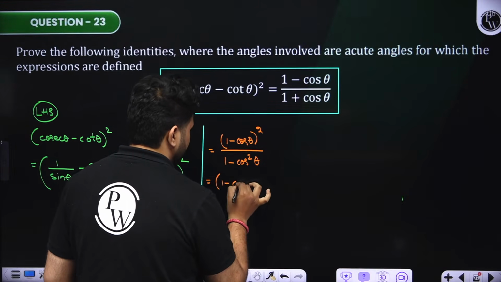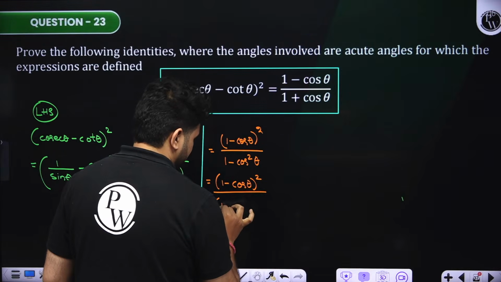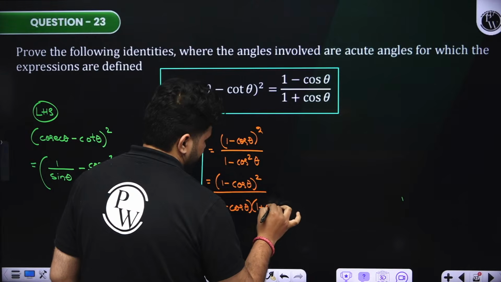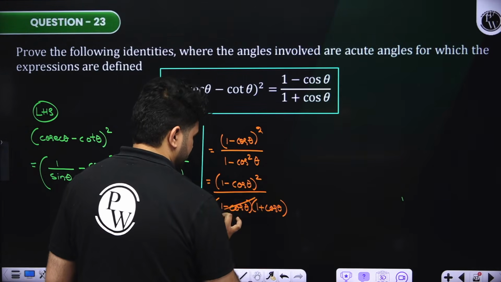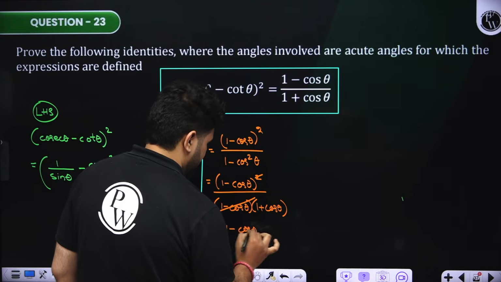So we have 1 minus cos theta whole square. So 1 minus cos square theta is nothing but what? 1 minus cos theta multiplied by 1 plus cos theta. Clear or no? So this will get cancelled over here and we have 1 minus cos theta divided by 1 plus cos theta.